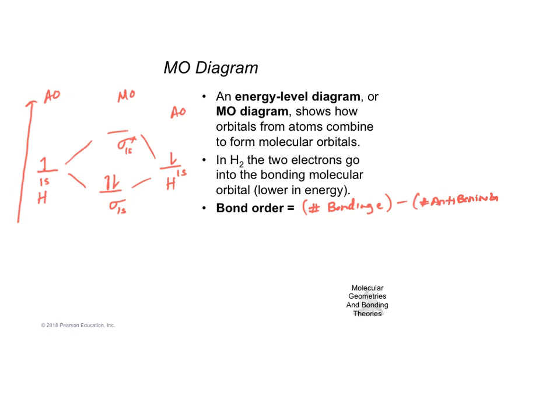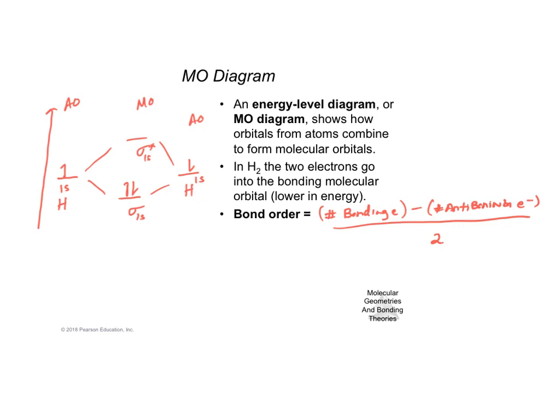And then we're gonna divide all of that by two. So for this bond order, for molecular hydrogen, what do we get? How many bonding electrons do we have? How many electrons do we have in our bonding molecular orbital, our sigma 1s? We have two electrons. How many electrons do we have in our antibonding sigma star molecular orbital? Zero. So we have two minus zero, all over two. What is the bond order for molecular hydrogen?